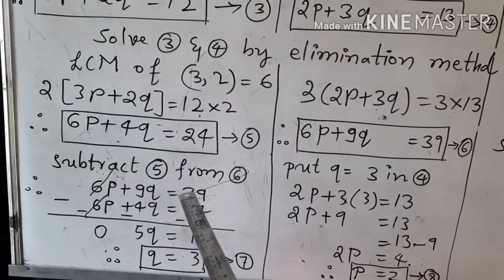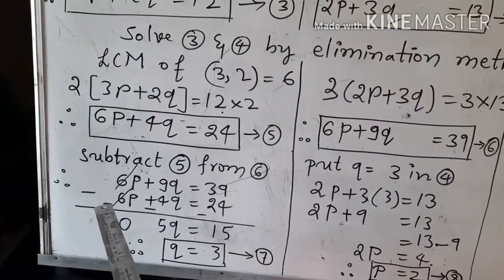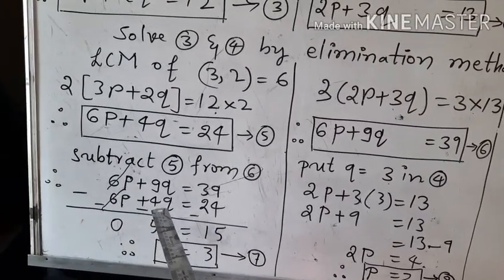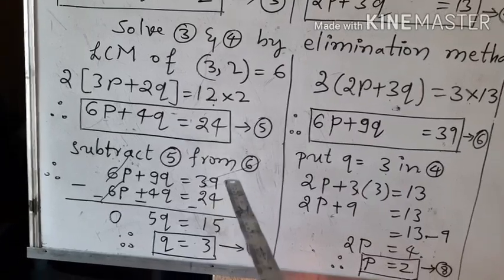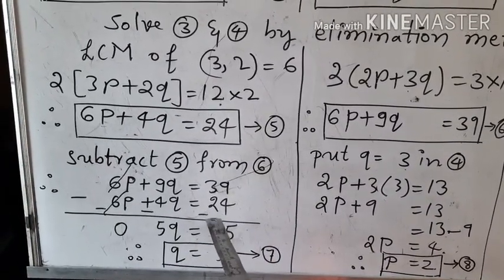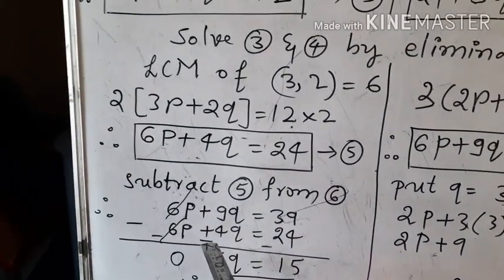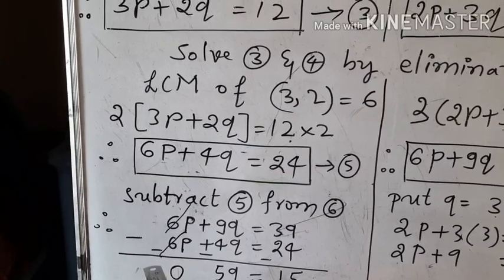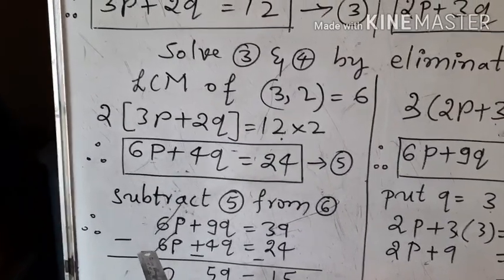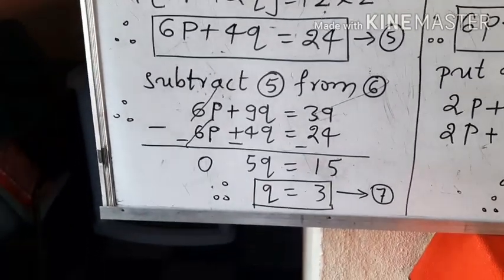6p plus 9q is equal to 39, and minus equation 5, that is 6p plus 4q is equal to 24, right? Now what I do is I change the sign of the second equation. Plus 24 becomes minus 24, plus 4q becomes minus 4q, and plus 6p becomes minus 6p. Thus 6p gets cancelled and I get 0, right?